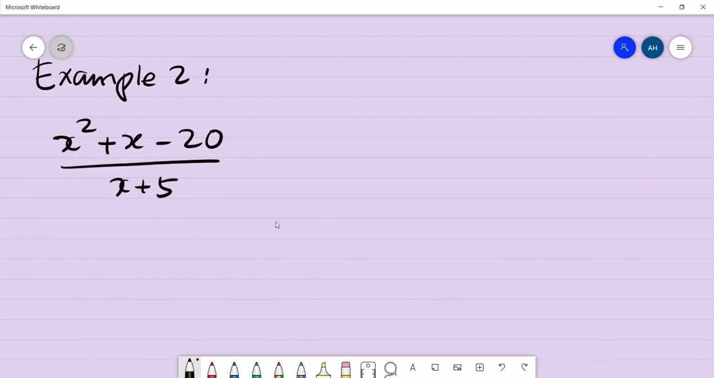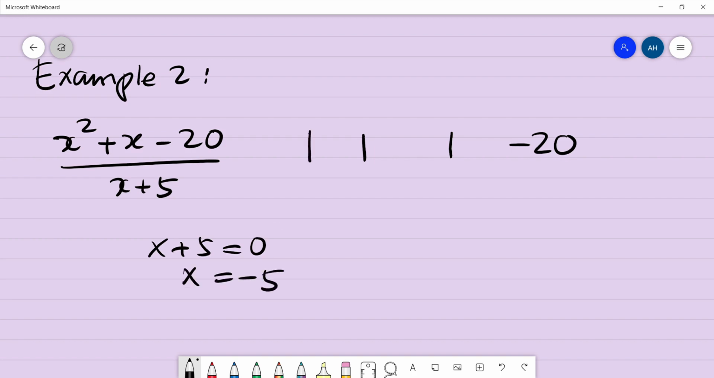Again, as we mentioned earlier, we have to write down all the coefficients of the variable in the dividend. That is, we have 1, again 1, and we have negative 20. Now x plus 5 equal to 0, we have x equal to negative 5. So this is our small box there, and we have negative 5. Then this is our line.